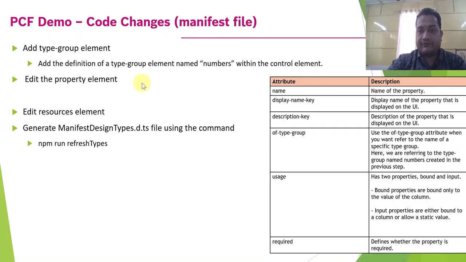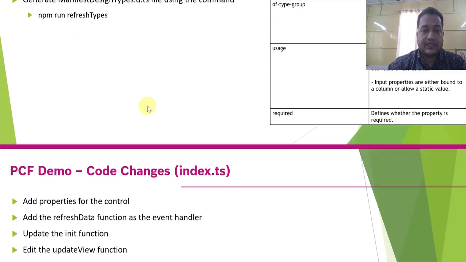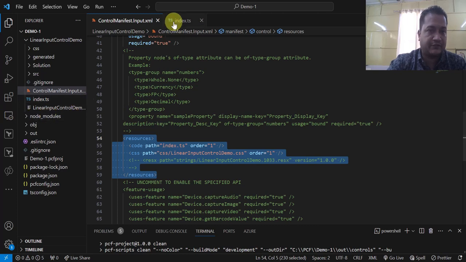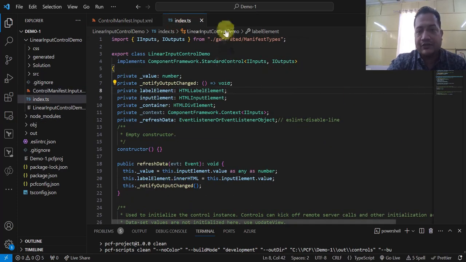Okay, so we have made the changes in the manifest file. Let's go to the next file, where we have to do the changes in the index.ts file. So let me open the index.ts file. It's already there. So this is the index.ts file, which is the main component file and which also consists of the lifecycle functions or the lifecycle methods.